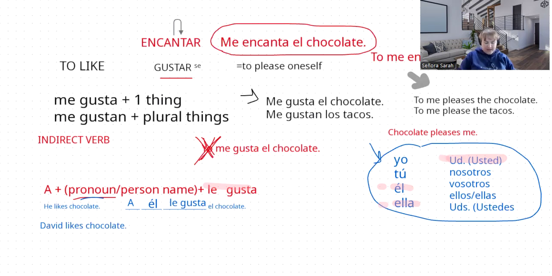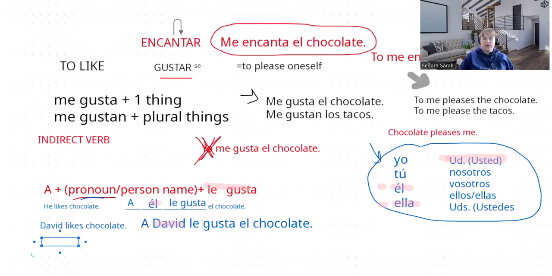All right, if you said a David or a David le gusta el chocolate, you would be right. Yes, when we use a person's name, we're just going to substitute él for the person's name and have the same setup, okay?